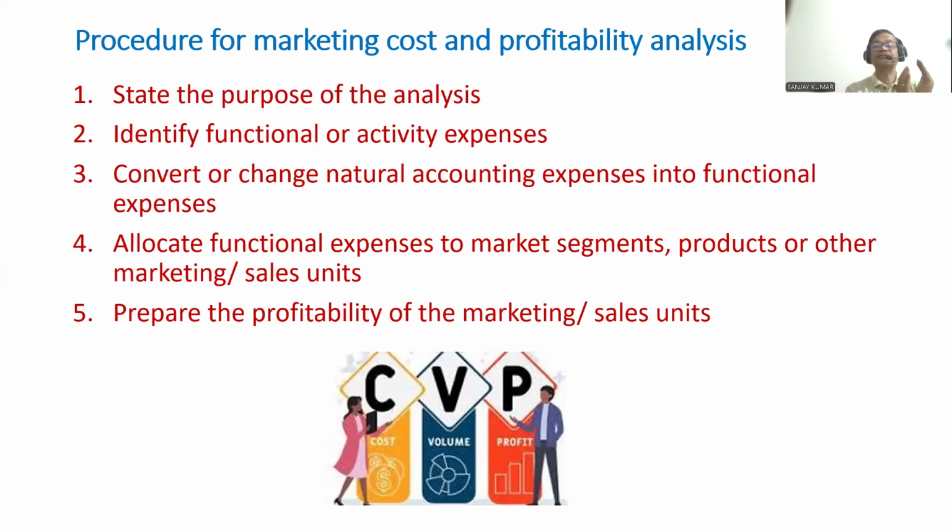So all these things, you should identify where you are spending money and for what activity. That should be very much clear. Convert or change natural accounting expenses into functional expenses. What are the natural accounting expenses? That is salary, then rent, then traveling expenses, then advertising and publicity expenses. All these things are there, no? So these are natural expenses.